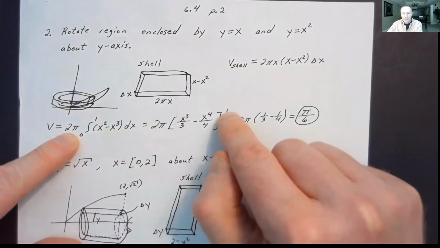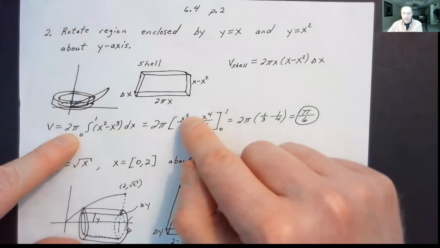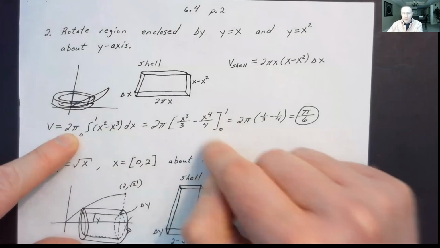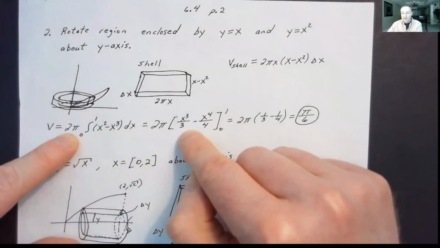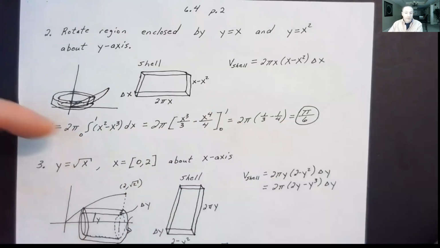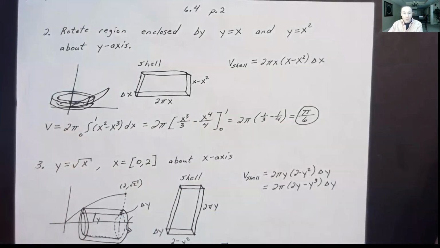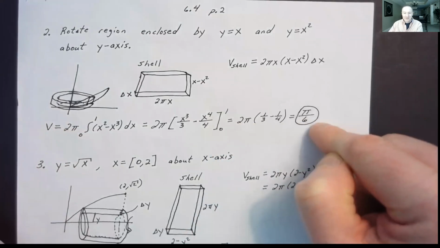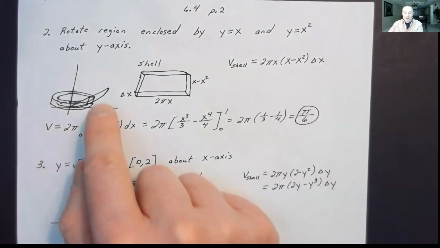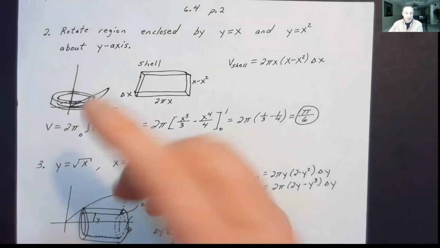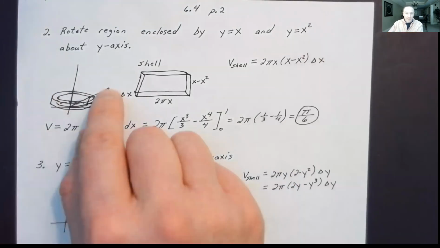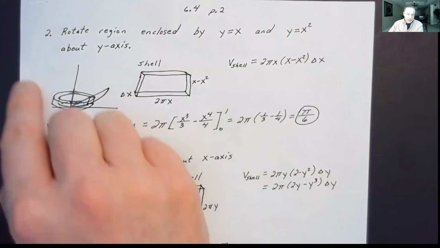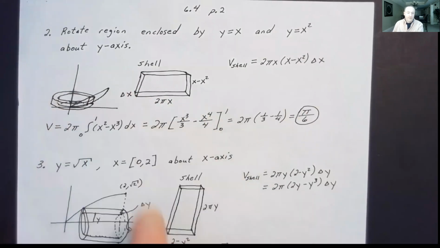When I evaluate this at 1, of course, we're just going to get 1/3 minus 1/4. Evaluated at 0, you get a 0. 1/3 minus 1/4 would be 1 over 12. 1 over 12 times 2 pi gives me pi over 6 for my final answer. So I know that this would be pi over 6 cubic units of volume if I took this region and rotated it about the y-axis.